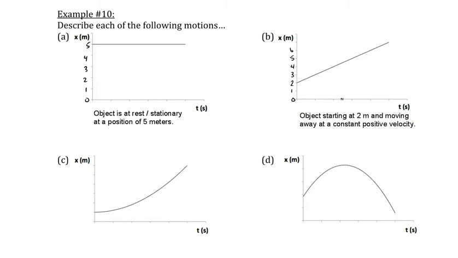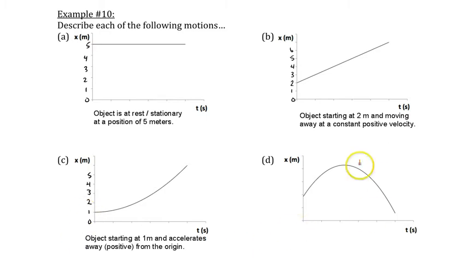Let's move on to C now. And again, I'm going to put numbers over here. In this example, the object is starting at an initial position of 1 meter, and then you can see it's curving. So that means the object is accelerating. And if this is in the shape of a parabola, then we could say that this object is accelerating at a uniform rate. So this is an object speeding up in the positive direction, starting at 1 meter. And there I've written down what I've just said.